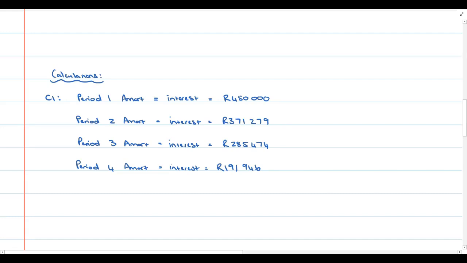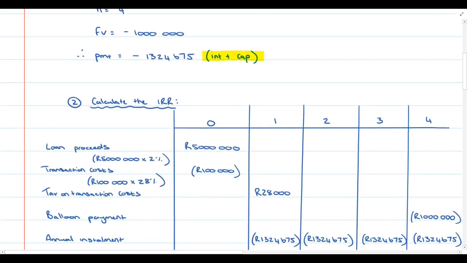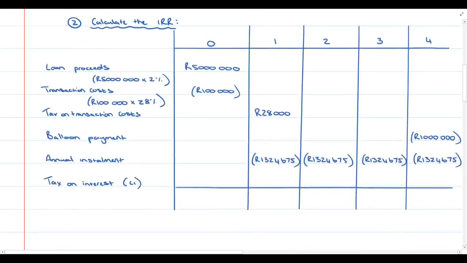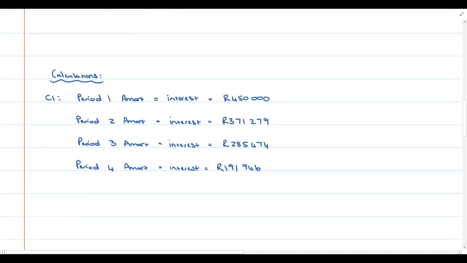So what this gives us is, we said this total installment over here is made up of interest and capital. We've now pulled out the interest portion. So we know what the interest portion is for year 1, 2, 3, and 4.